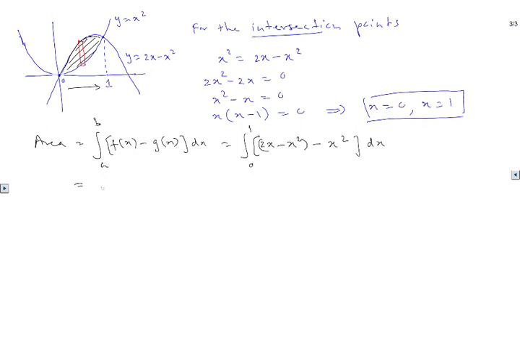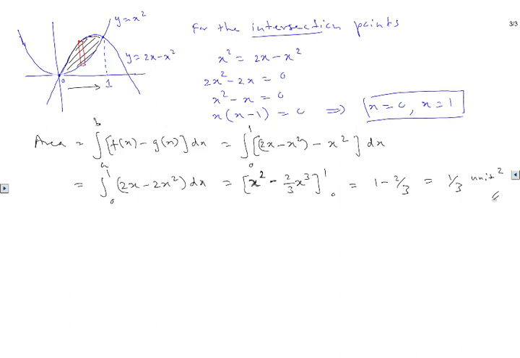So if you simplify, what are you going to get? From 0 to 1, you're going to get 2x minus 2x squared dx. This is easy to integrate, so you're going to get x squared minus 2/3 x cubed, from 0 to 1. If you plug in 1, you get 1 minus 2/3 minus 0, so that means 1/3 unit squared, because it's area.